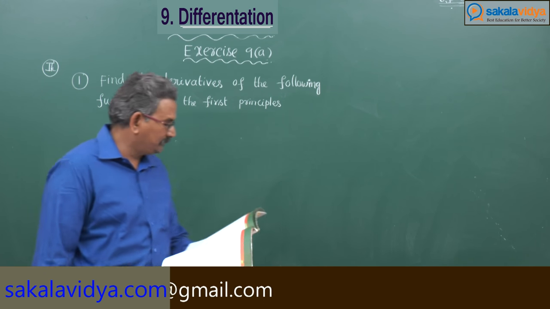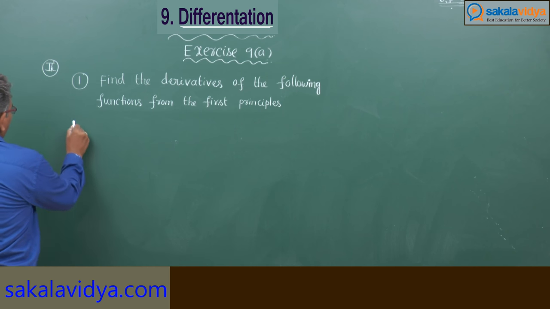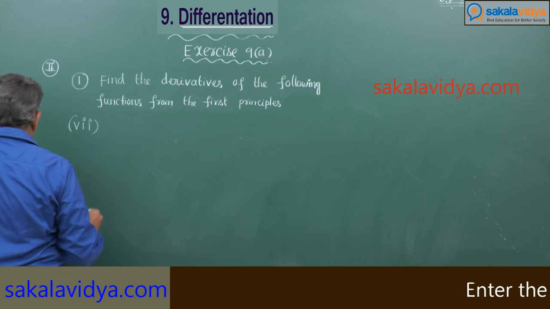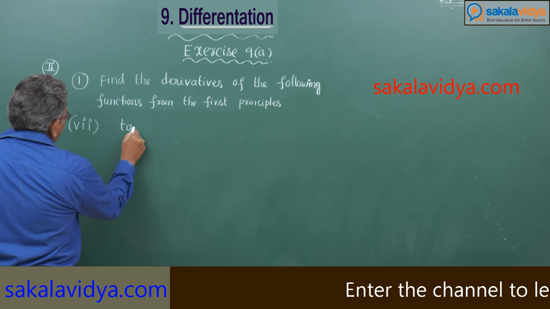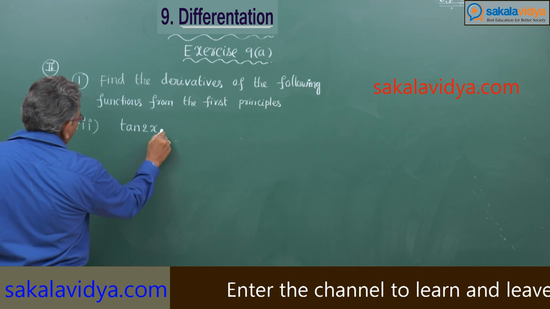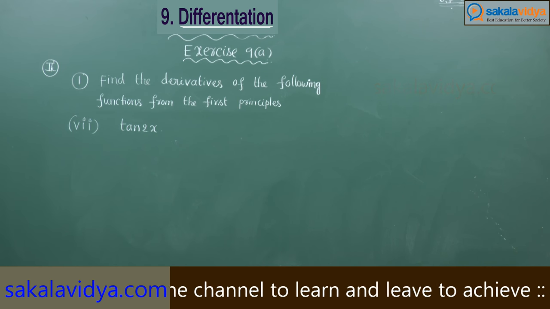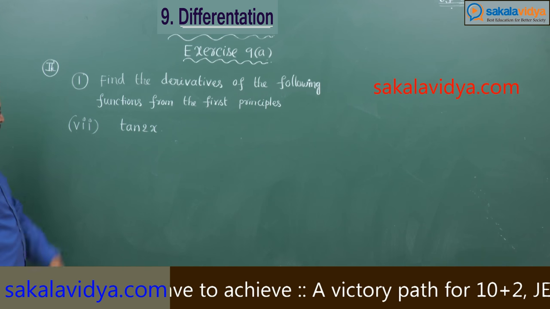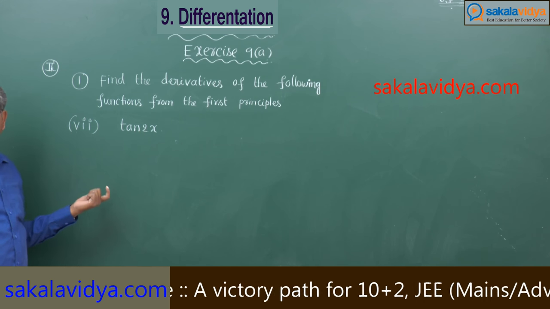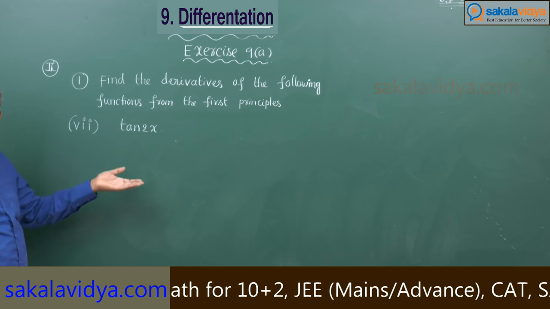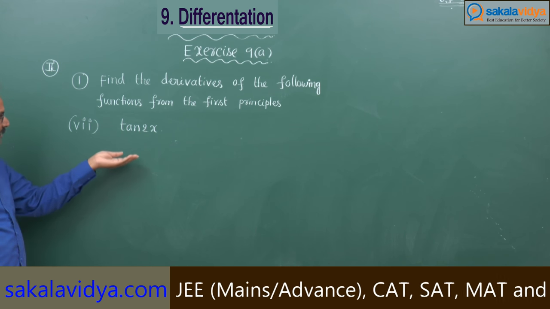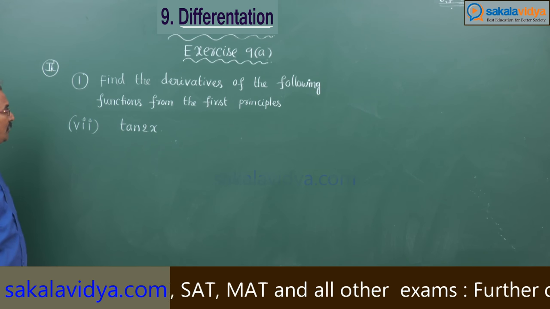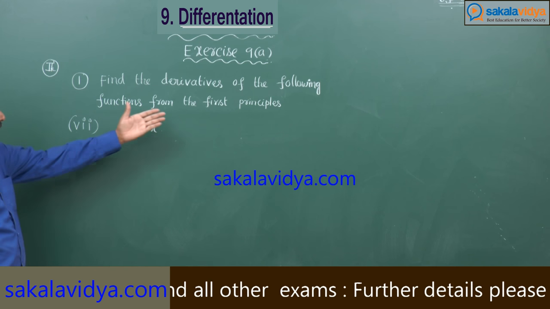Next problem, seventh one: tan 2x. Don't confine yourself to this problem, tan 2x; you can change it to tan 3x, tan 4x, or tan of 2x plus 3, or tan of ax plus b. You are able to solve these problems using first principles also.